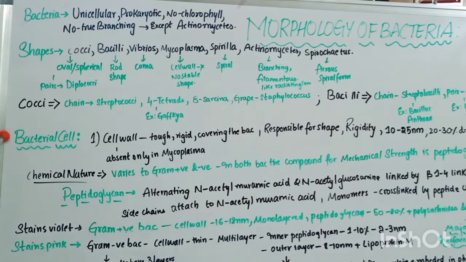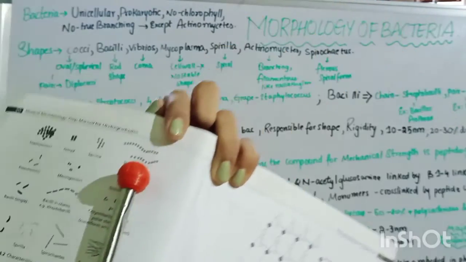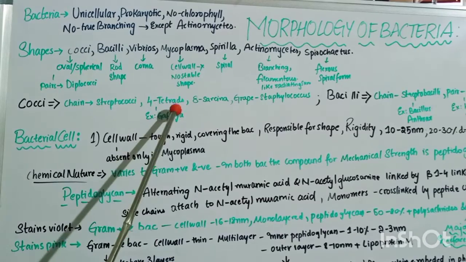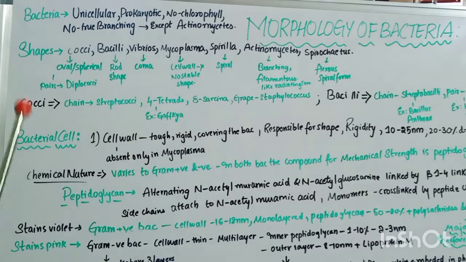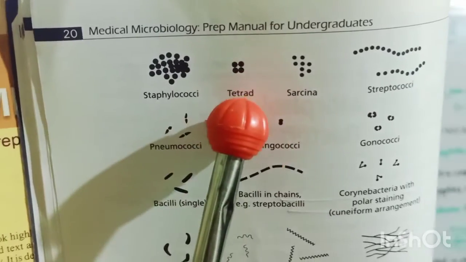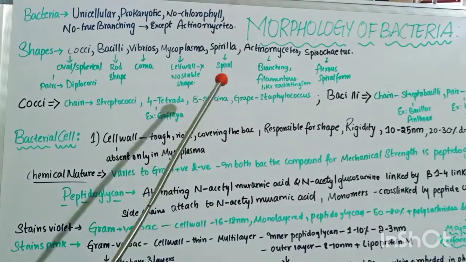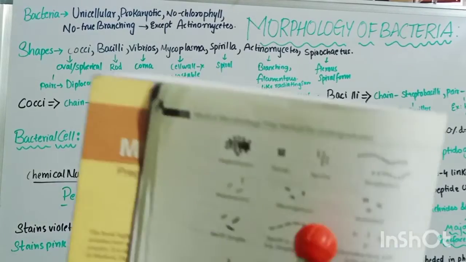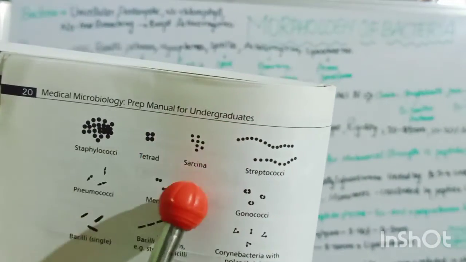Next, coming to cocci. Cocci, as you know, is an oval or spherical shape. If it is in the form of a chain, streptococci, chain shape. Next, tetrads: if 4 structures are present, it is known as Gaffkya. So 4 structures here you can see. This is a tetrad, Gaffkya. And next we have Sarcina, that is of 8. So this is Sarcina, 8.